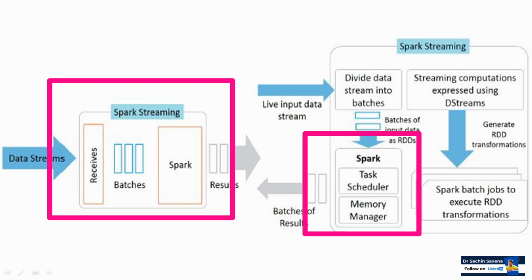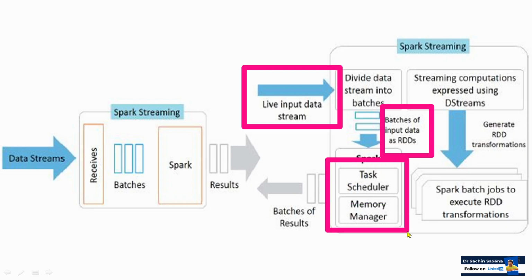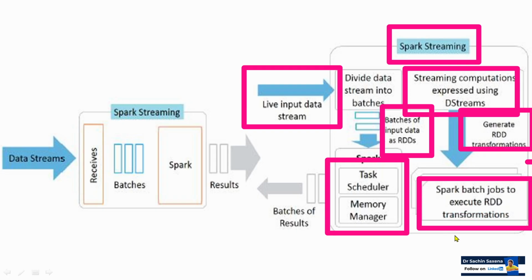Here you can see the entire cycle for my live input streaming, which is divided into batches of input data as RDDs, and Spark also consists of a task scheduler and memory manager. Streaming again consists of streaming computation expressed using DStream, which generates RDD transformations and Spark batch jobs to execute the RDD transformations eventually.